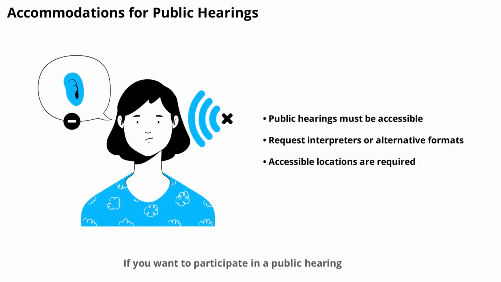If you want to participate in a public hearing, you can request accommodations such as accessible locations, interpreters, or materials in alternative formats. State offices must ensure hearings are open and accessible to all members of the public.